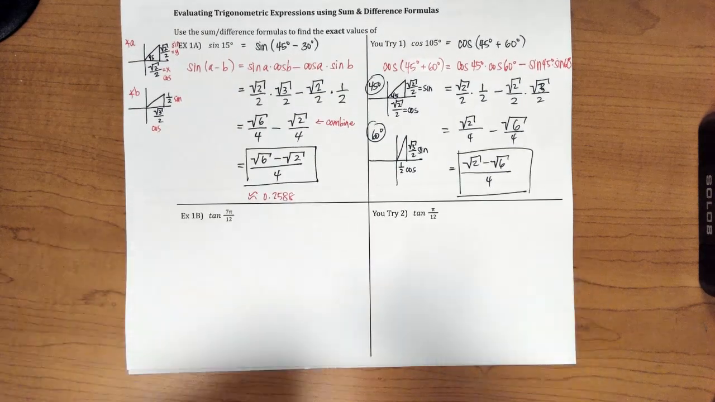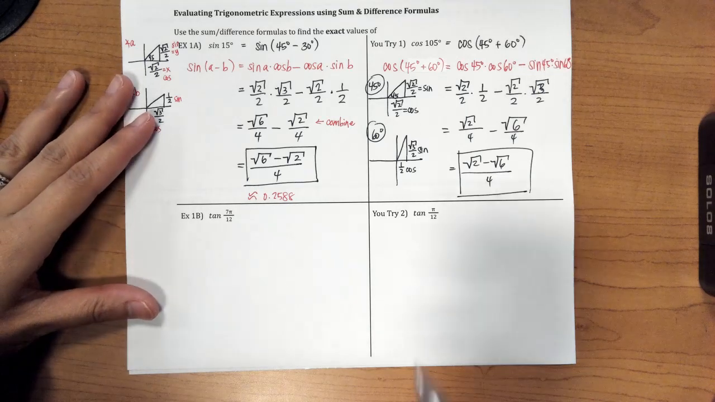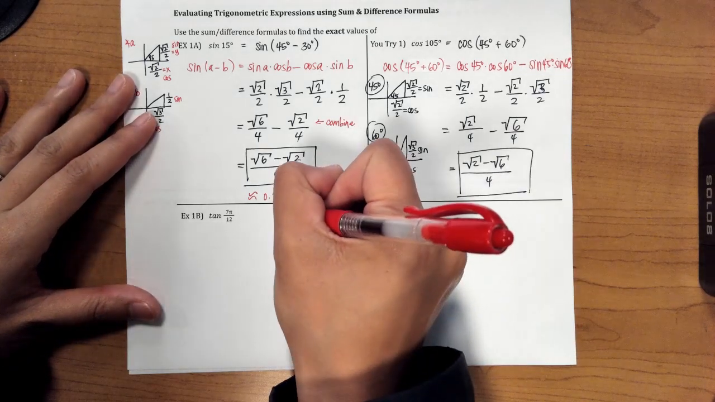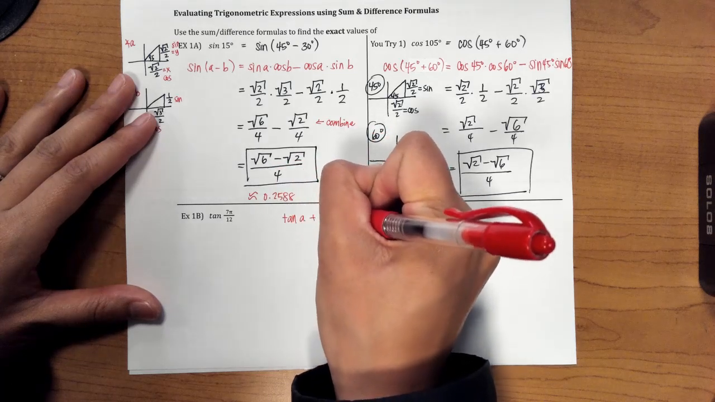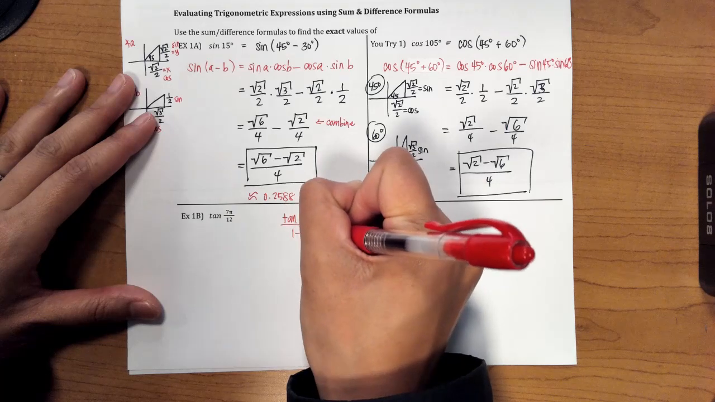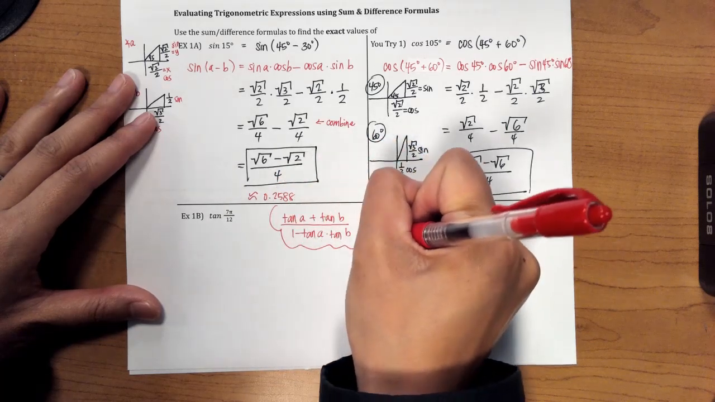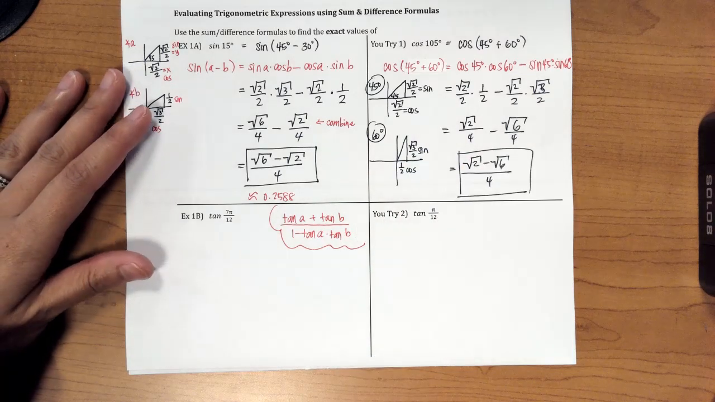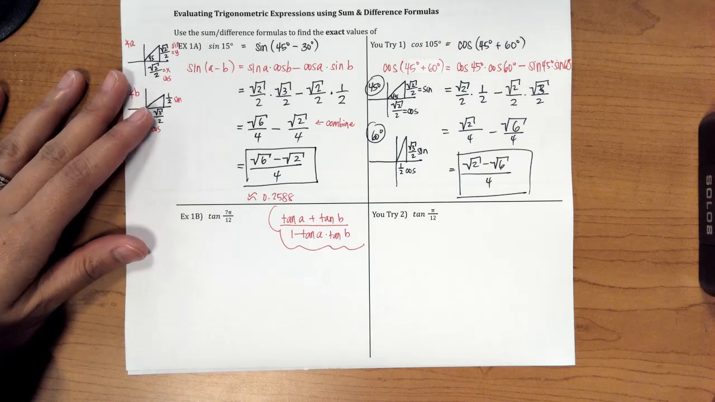Okay, so now let's talk about tangent of 7 pi over 12. We know we're going to use the formula, let's write it down: tangent A plus tangent B over 1 minus tangent A times tangent B. Okay, so we need to get to 7 pi over 12. And this is where it gets a little bit trickier.